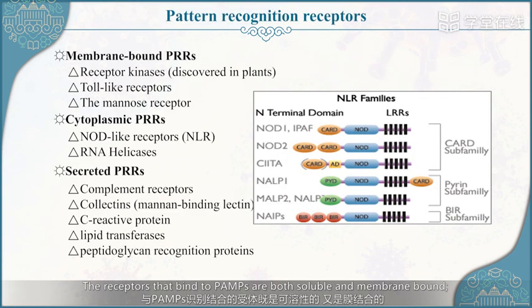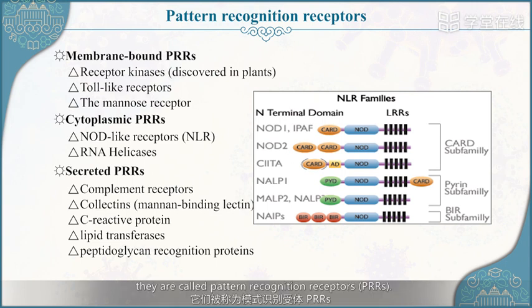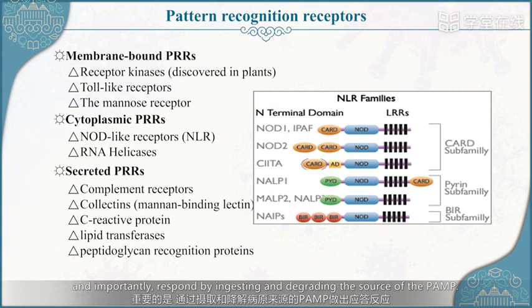The receptors that bind to PMPs are both soluble and membrane-bound. They are called pattern recognition receptors, PRRs. PRRs that are soluble include acute phase proteins, mannose-binding proteins, and C-reactive protein, CRP. The membrane-bound PRRs are found on phagocyte cells, enabling them to distinguish between potentially harmful microbes and other host molecules, and importantly, respond by ingesting and degrading the source of the PMP.